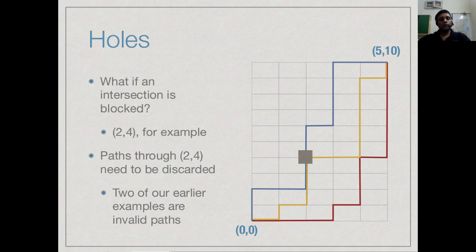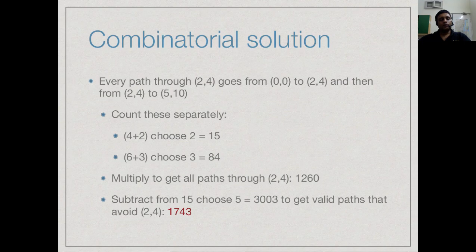So the question now is, out of those 3003 paths that we said were there from 0,0 to 5,10, how many of them are still valid if we are not allowed to go through this intersection? So it turns out that actually this also has a combinatorial solution. So what you can say is that if I want to avoid a blocked intersection, let me see how many ways there are of going through it and just remove them.